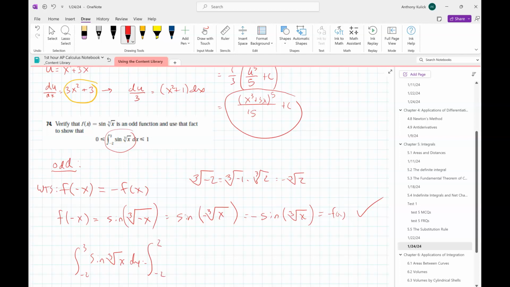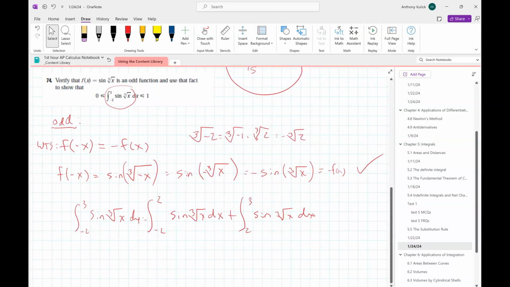So what I'm going to do is I'm going to break that integral into two chunks. Why did I choose to break it at positive 2? What is that integral going to equal? 0. Why is it 0? It's an odd function integrated from negative a to positive a. Okay, right? That was one of the last properties we saw in the notes.